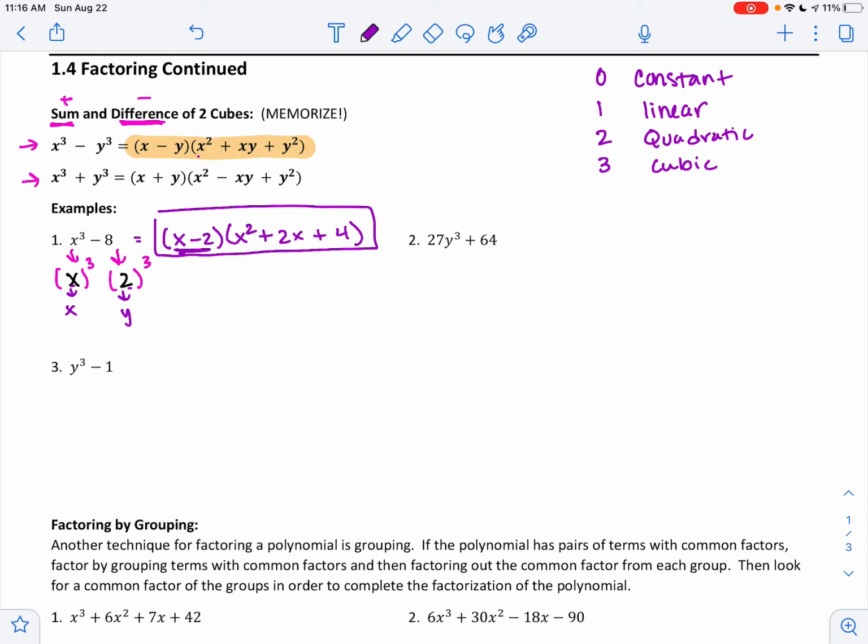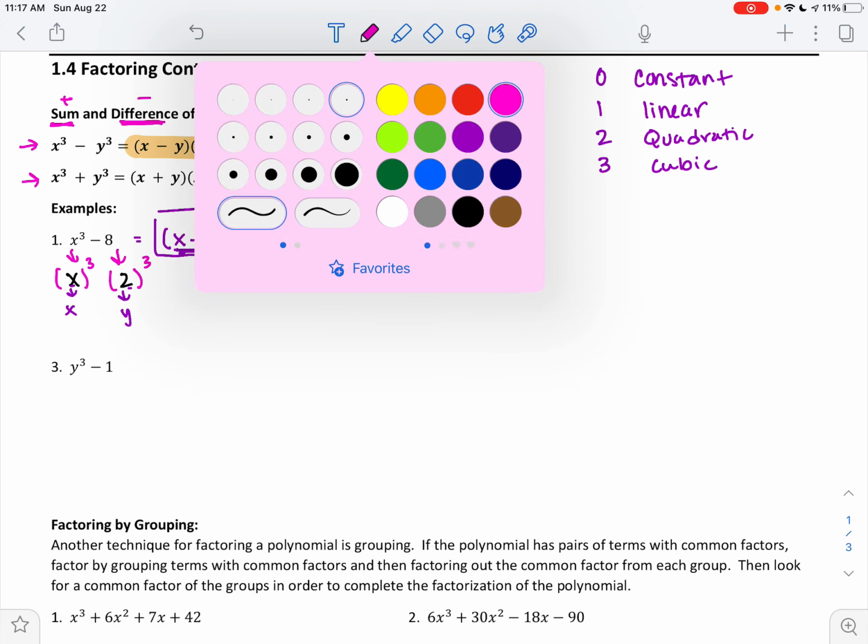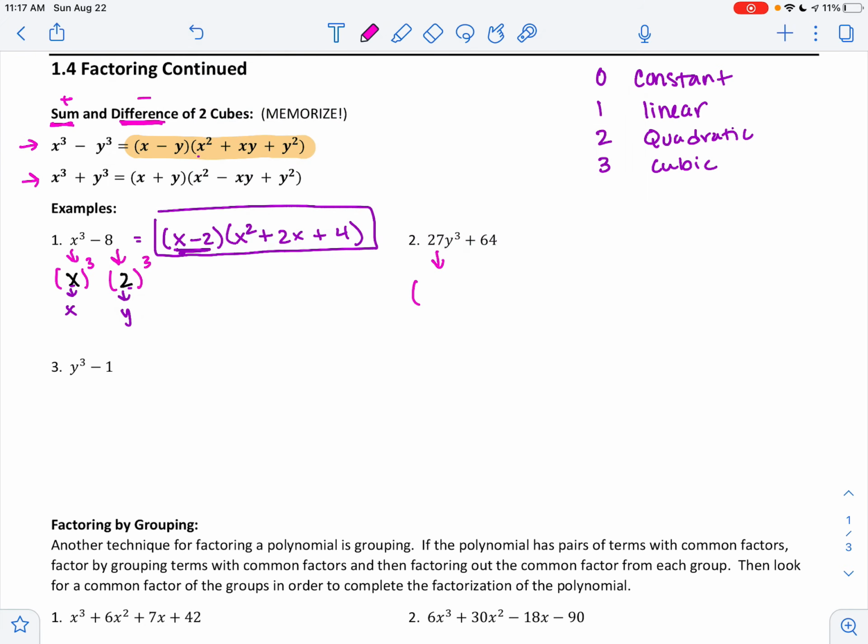Let's try example 2. Here I have a sum. I know that because I am adding. So I'd be looking at this rule down here. Next, I need to figure out what is being cubed in the first term and what is being cubed in the second term. Well, 3x is being cubed in that first term, and 4 is being cubed in that second term.